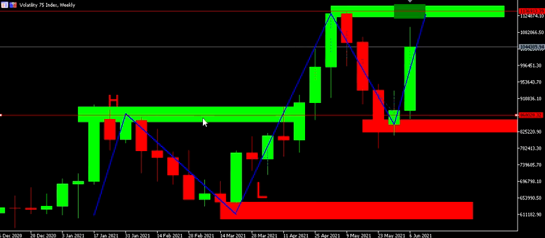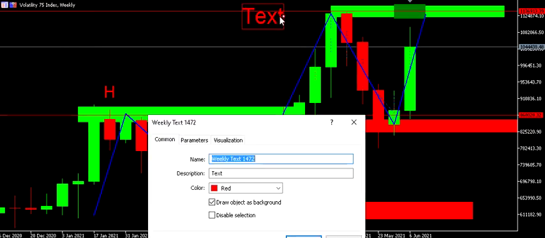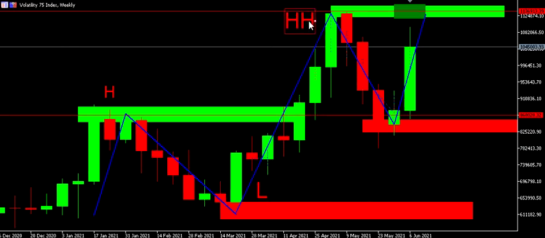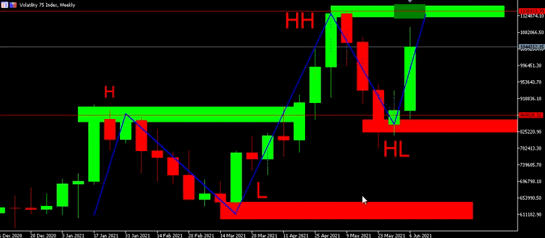We now have a higher high. The reason why we have a higher high is that this initial high has been broken. When price goes up and you have a new high, you call it a higher high. Let's label it 2H. Then price retraces back to the initial high to give us a higher low. We have a higher low around there.